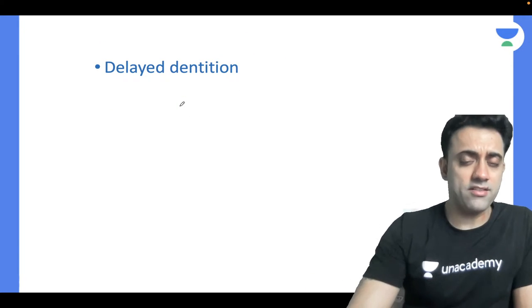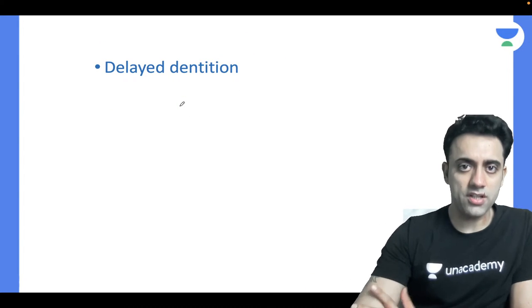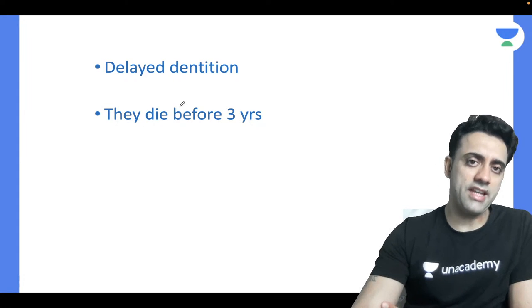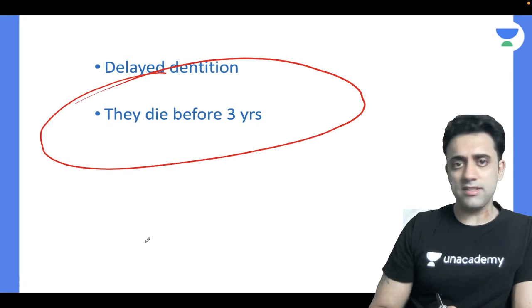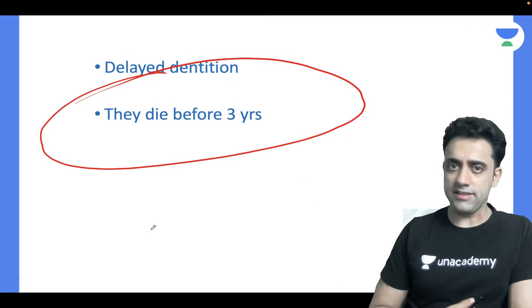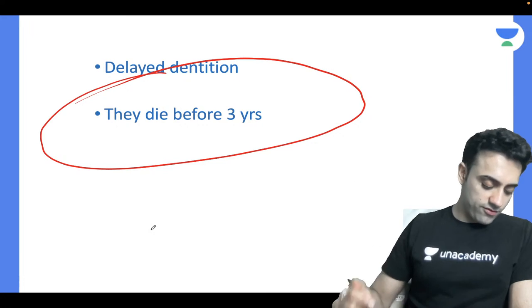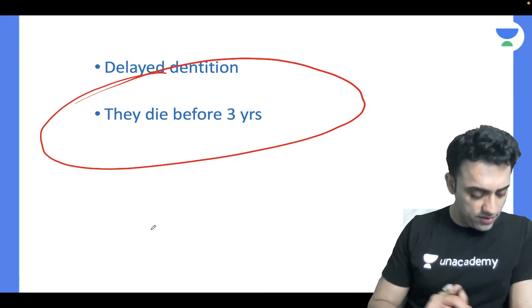Yeah, very good. And yes, the patient can have delayed dentition. And yeah, they die before 3 years. Very, very important, early deaths. You don't see a Menke patient, a 20-year-old with Menke disease, you don't see that. They die before 3 years. Exactly. Very good.